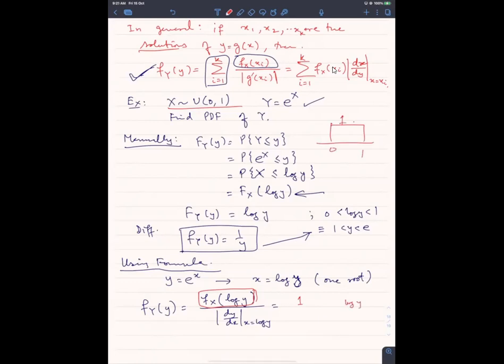यहाँ पे ऑब्वियसली log of y should be between 0 and 1, ठीक है। 1 divided by dy by dx, which is e to the power x, for x is equal to log of y. When x is equal to log of y, this will turn out to be equal to 1 over e to the power log of y, which is equal to 1 over y. This is equal to 1 over y under these conditions, which is exactly the same as this. So चाहे formula से find out कर लें, sometimes it is easier to use the formula, sometimes it is easier to use the manual method.